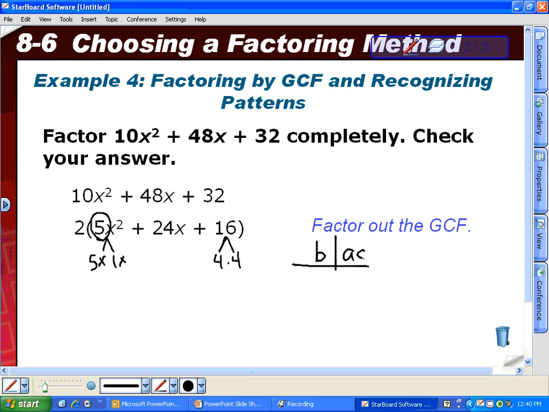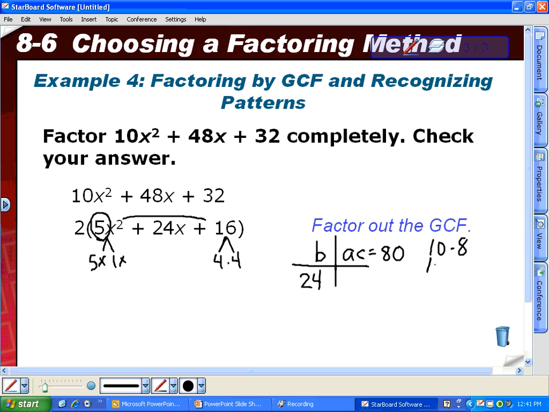B and then AC. Okay, so B is equal to 24, and then A times C would equal 5 times 16, so A times C is going to equal 80. Okay, two numbers that multiply to make 80 and add to make 24. Well, 10 times 8 would add to make 18. That's not going to work.